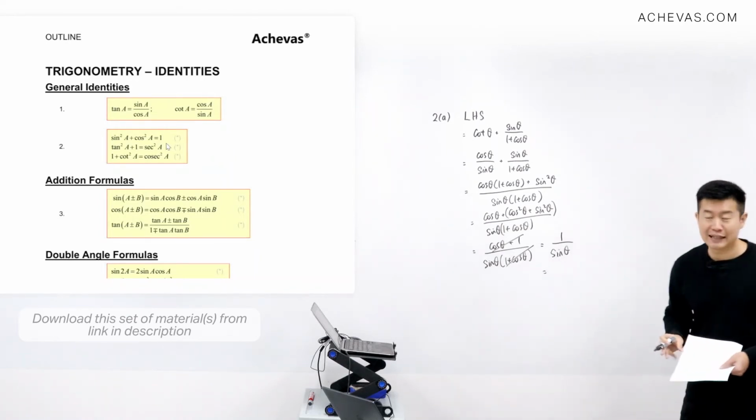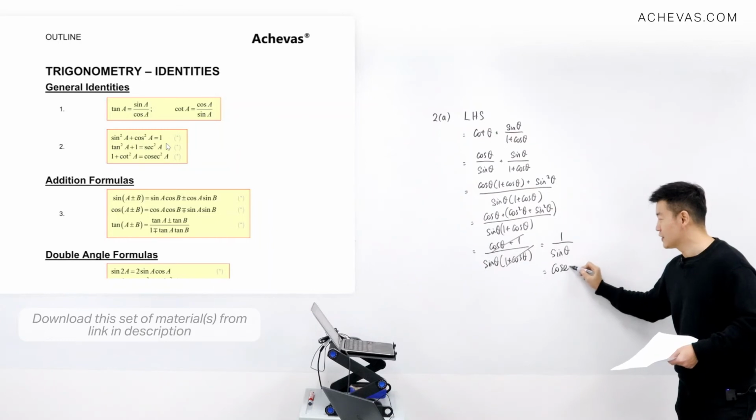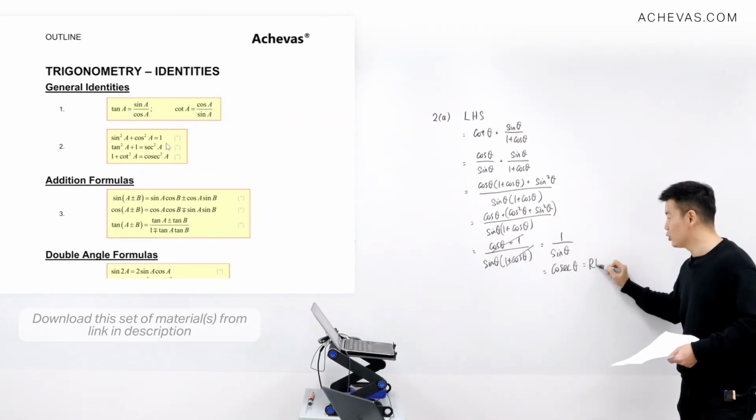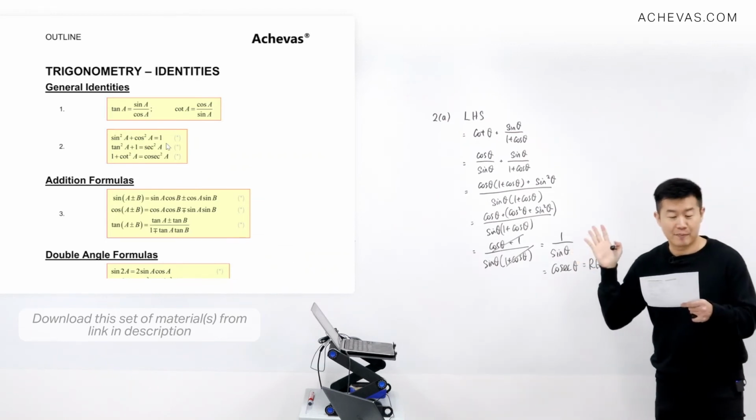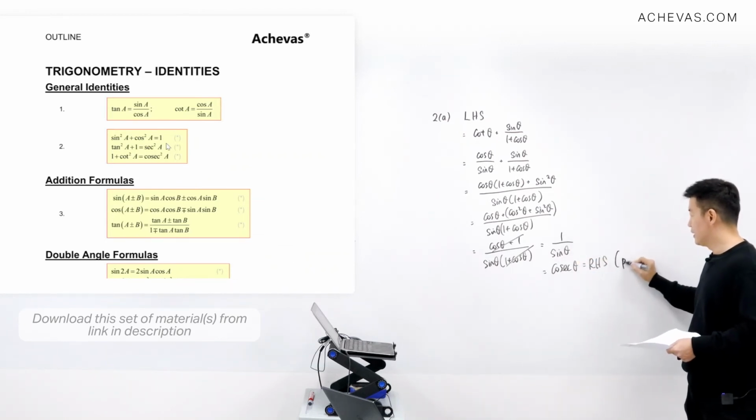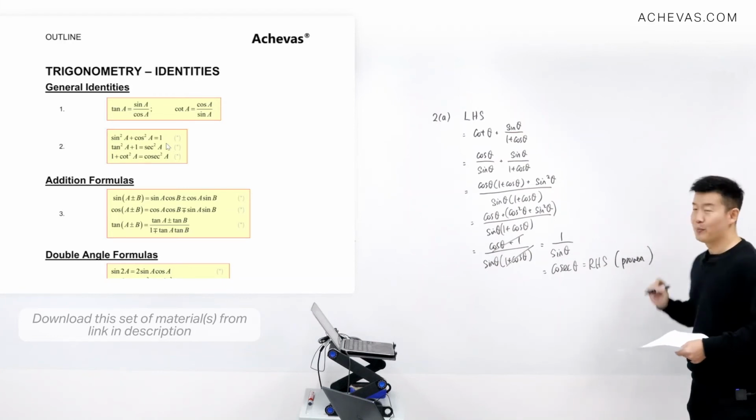And what is 1 over sine theta? This is cosecant theta, and this is equal to the right hand side, which is what I'm supposed to be proving in part A. So this is now proven.